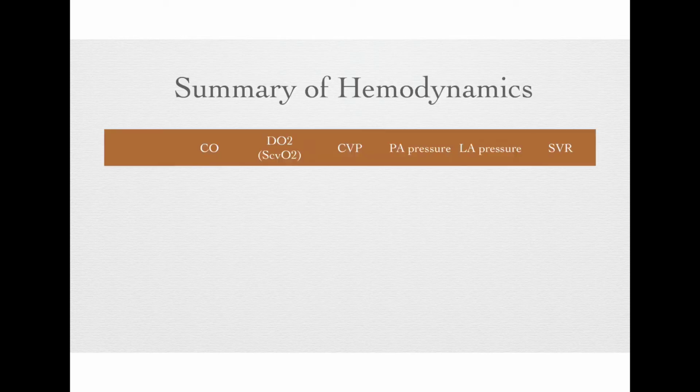Here's a summary table of the different kinds of shock and the typical hemodynamic findings you'd expect to see. So again, in hypovolemic shock, low cardiac output, low central venous pressure, low left atrial pressure, with a compensatory increase in the systemic vascular resistance.